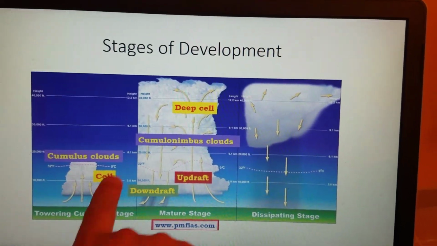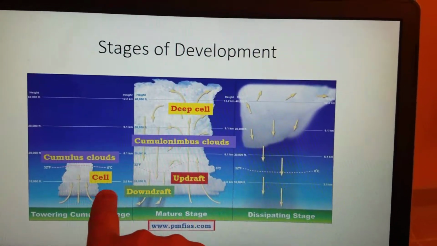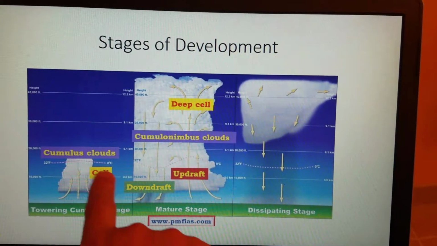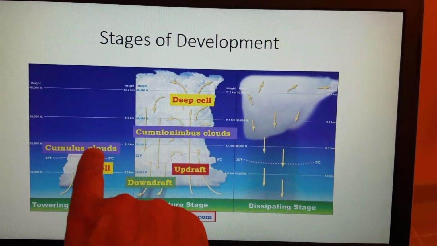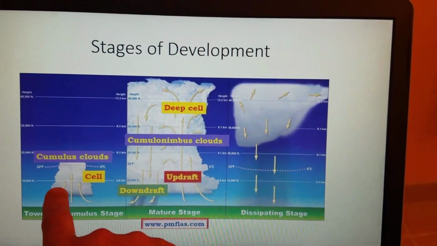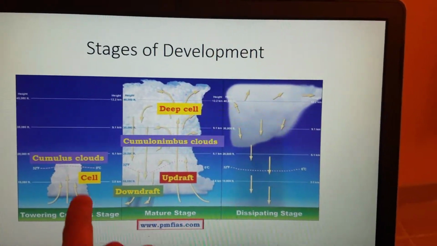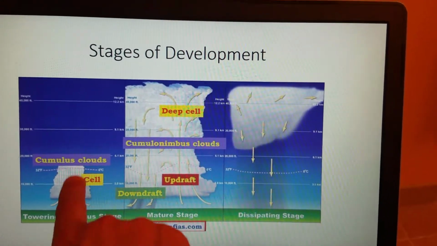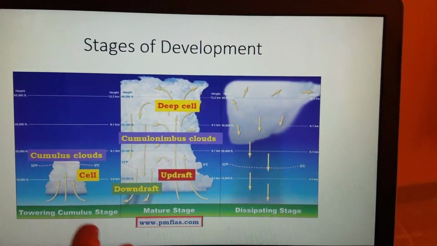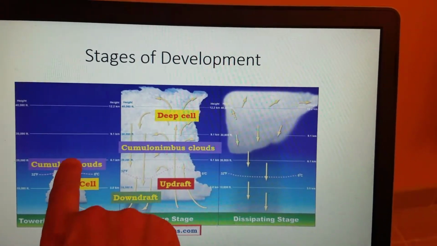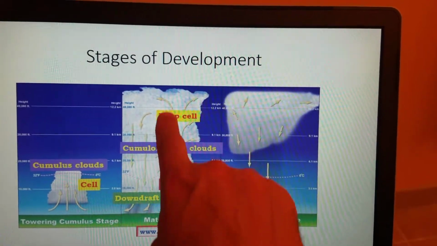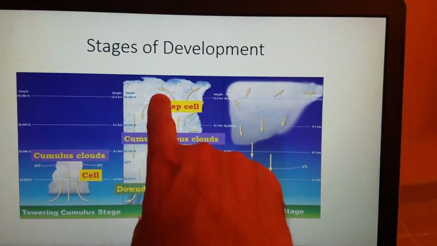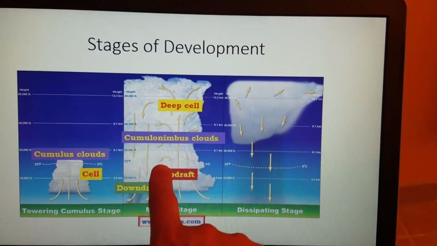With the cumulus stage, this is the initial stage of a cumulus cloud, transitioning from a cumulus to a towering cumulus. It has some greater vertical height at this point, not enough, though, to produce rain. It's dominated primarily by updrafts. Now, as this cloud continues to grow vertically, it can be quite tall, sometimes as tall as 60,000 to 70,000 feet.